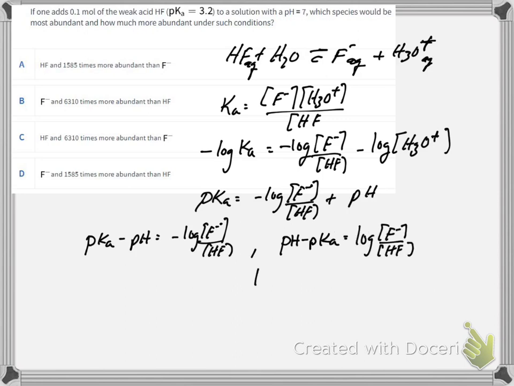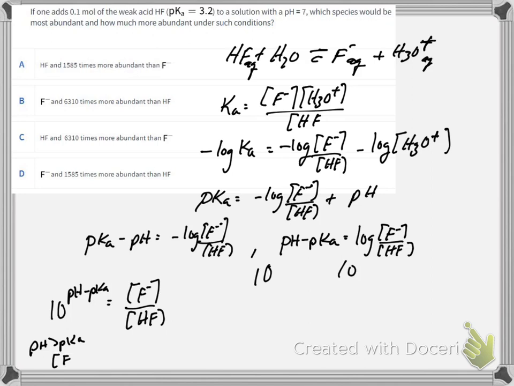What we can do is take 10 to both sides, and then we get this expression. So this expression is useful. We know pH minus pKa. What it says is if pH is greater than pKa, then we have F minus concentration greater than HF. Right? So that's what that equation is telling us.